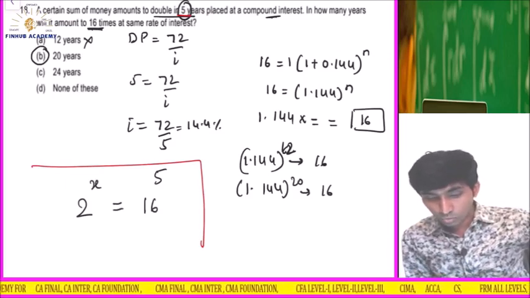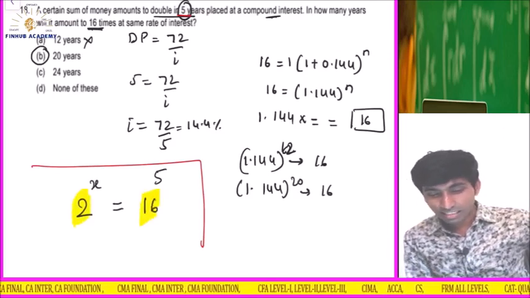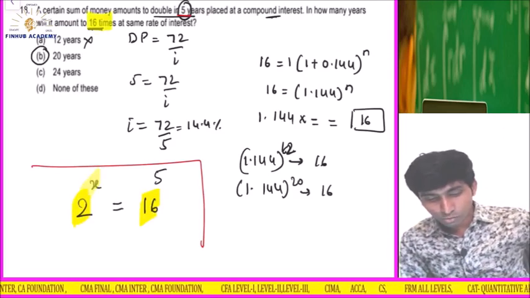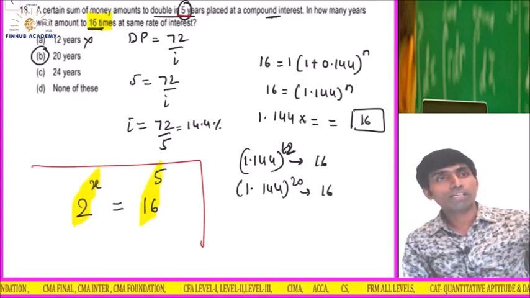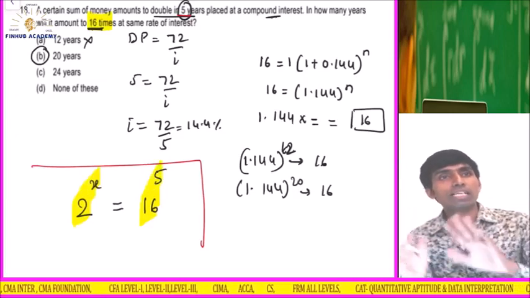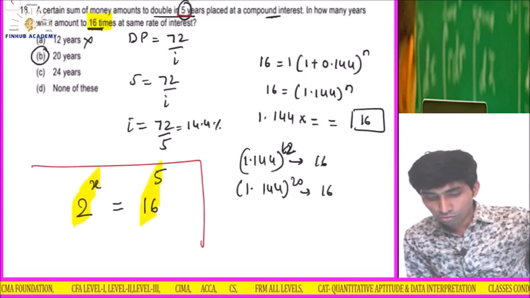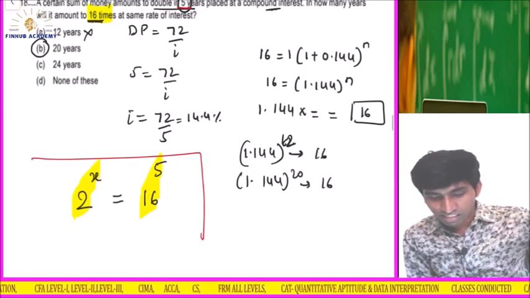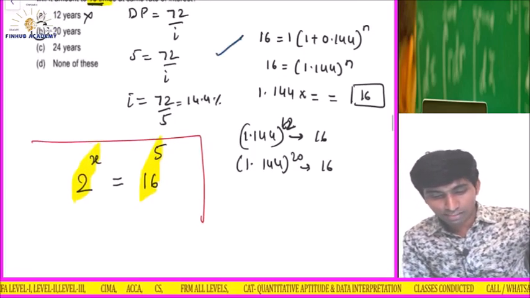I will write 2 here. I wrote 16 here. Correct. It's 2 raised to x is equal to 16 raised to 5. So make the 16 into 2 raised to a power, so that you can get the x. This is what we used to do in class. So we solved it like this also, and we have solved it like that also.